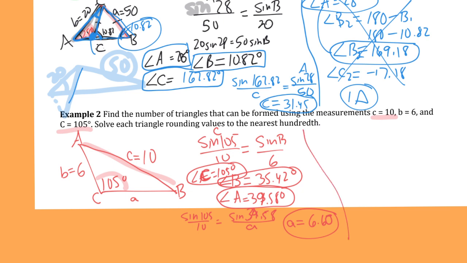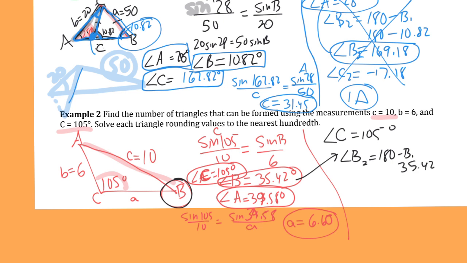Now, if you're wondering, could there be a secondary triangle? You could take the measure of side B, okay, and you do 180 minus it and see if you could make it work, but it's not going to work, so let's go with it. If you have angle C, which was given, is 105. And we found, the first angle we found was angle B. So if we want to find angle B2, we're going to take 180 minus B1. B1 is going to be 35.42.